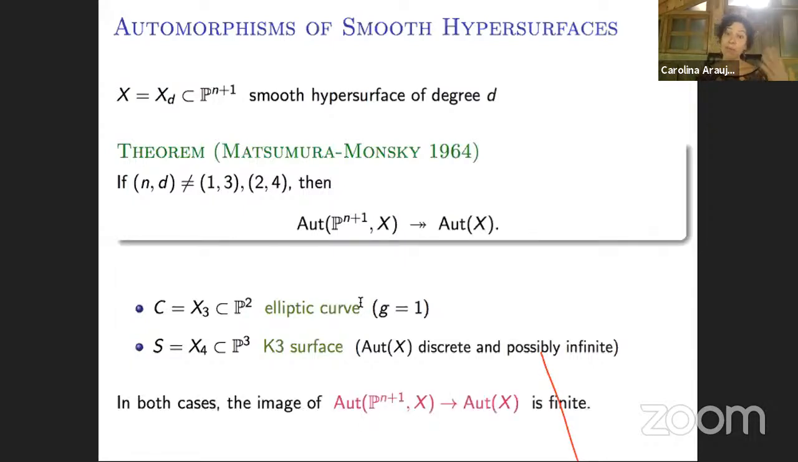On the other hand, in both cases, the image of the subgroup of automorphisms that is induced by a linear automorphism of the ambient space is a finite subgroup. So then we may ask, where do the other automorphisms come from? If they do not come from an automorphism of the ambient space, is there another way to describe them? This is a question that I will come back to at the end of my talk.